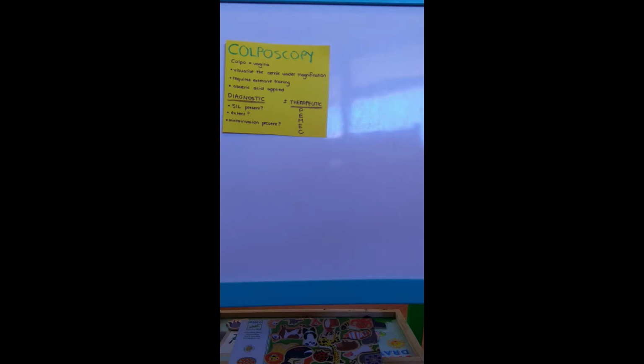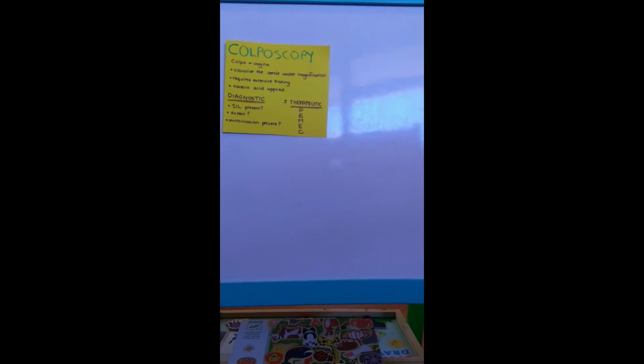It's a diagnostic procedure and it can be a therapeutic procedure. Some of the diagnostic questions that will be answered during colposcopy are: is there any squamous intraepithelial lesion present? What is the extent of the lesion? And is there any microinvasion?